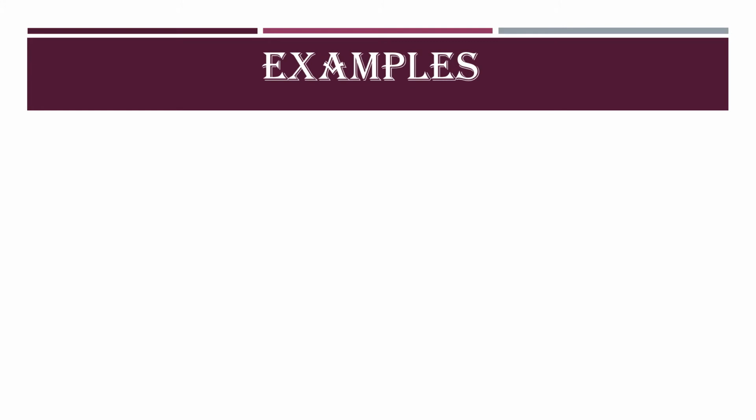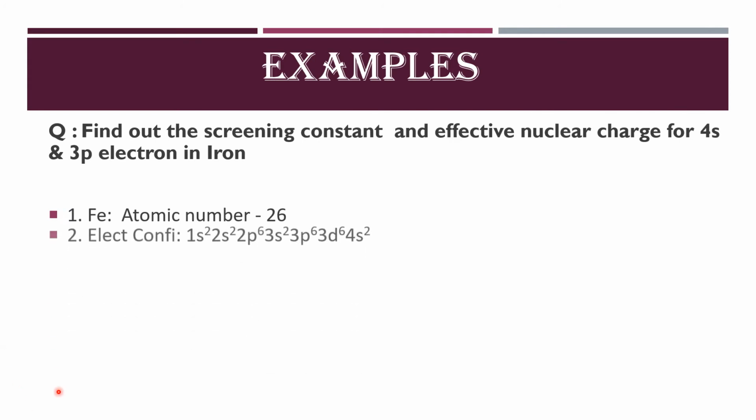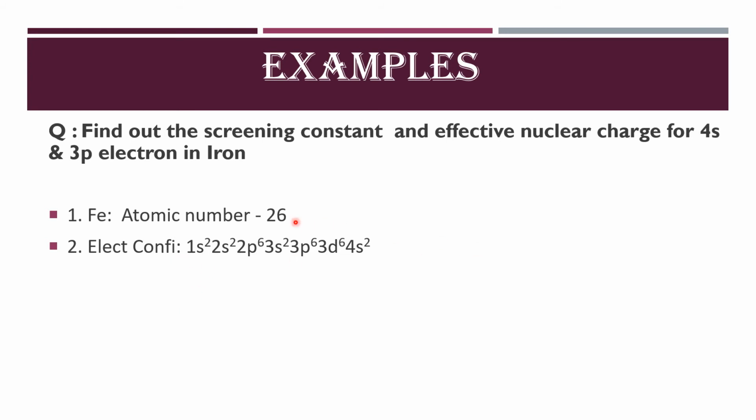Example we will see. Find out the screening constant and effective nuclear charge for 4s and 3p electrons in iron. Iron we need to know the atomic number, which is 26. That is the first trick. Second trick is electronic configuration. We should write it. For 26 it means 1s2, 2s2, 2p6, 3s2, 3p6, 3d6, 4s2.